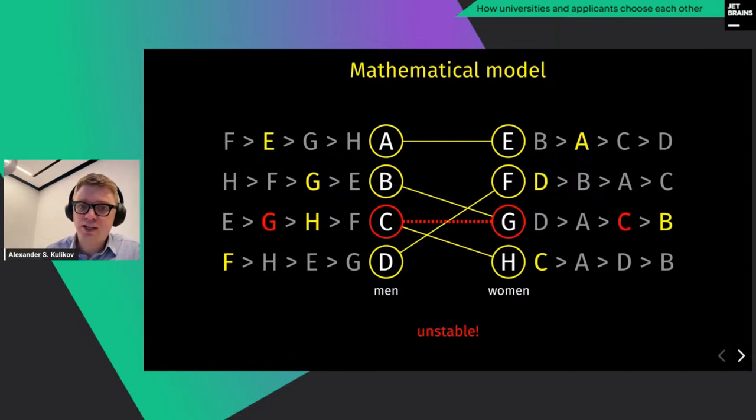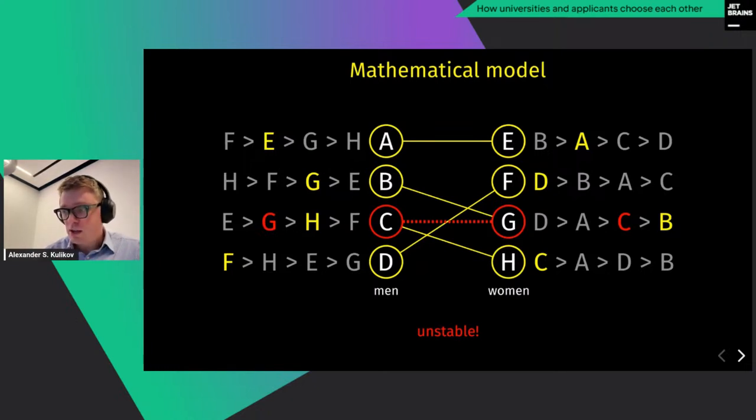First of all, C and G are not engaged, so they do not currently form a pair in our yellow matching. On the other hand, they prefer each other to their current partners. For example, C prefers G to his current partner H, and the woman G prefers C to her current partner B, right?